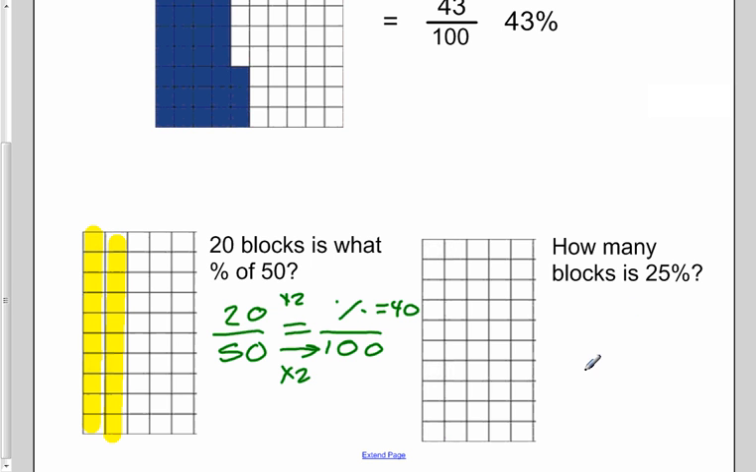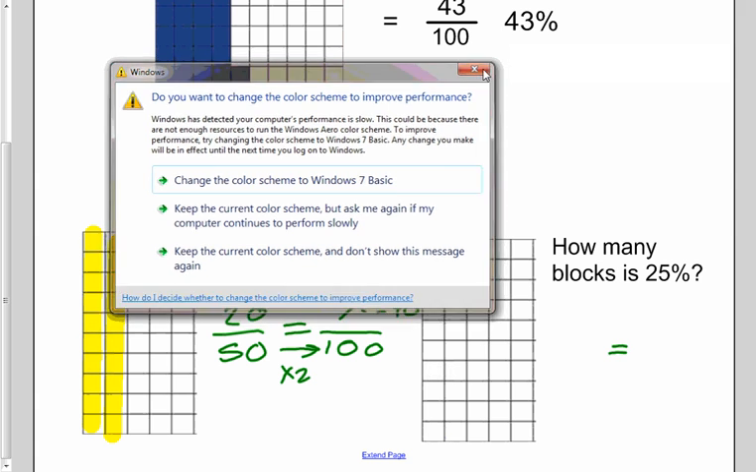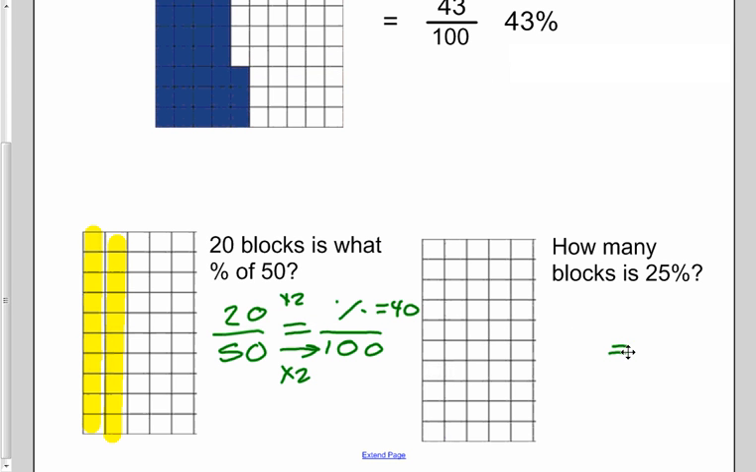We can use proportions to answer this question as well. How many blocks would I shade if I wanted to shade 25%? Let's set up a proportion. Again, our percent here is going to be 25%, so we're going to write 25 over 100. And again, we have a total of 50 blocks. So here we want to know how many blocks out of 50 is going to be equal to 25 over 100, or 25%.